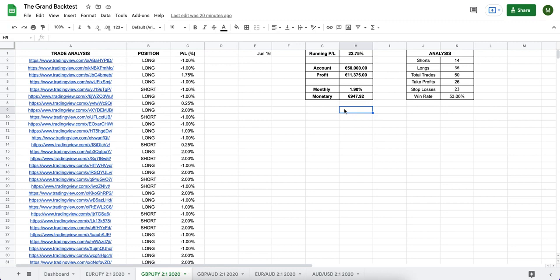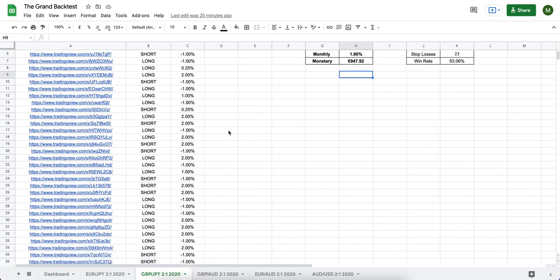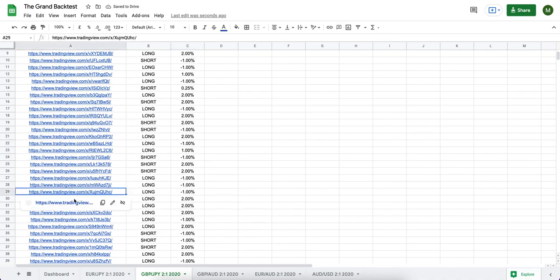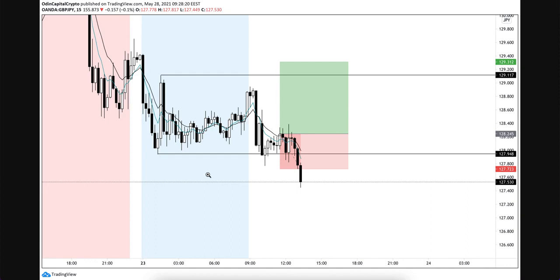I myself, I just cannot find the setups. If you look at this, look, loss. Oh, what's happening? Loss. So if we look at any of the losses, it's just like that.